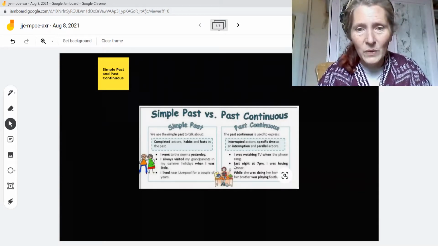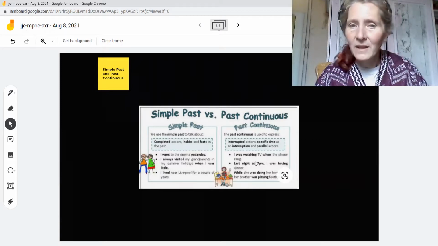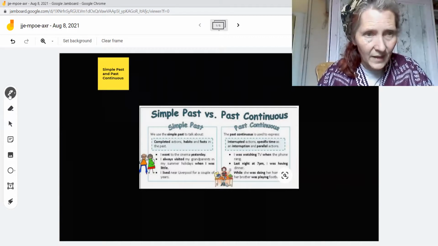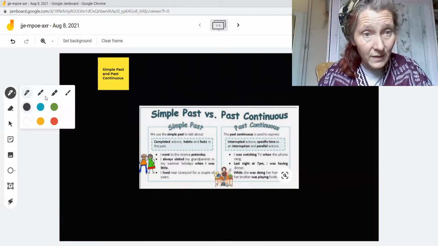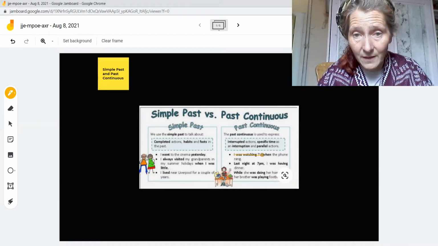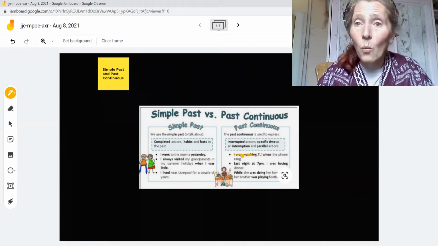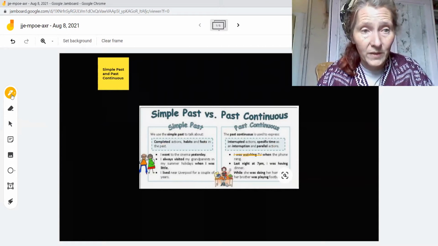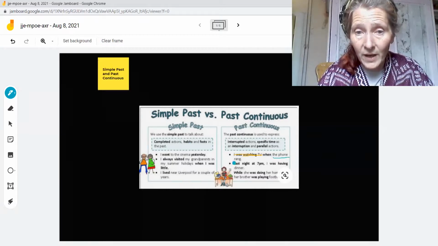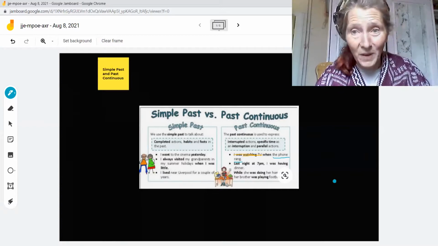All right, I was watching TV when the phone rang. So the first part of that sentence is in the past continuous. The second part of that sentence, if you notice, is in the simple past, and that is a very, very common construction. So, I was watching TV, highlighting that there, when, I'll put this in a different color, the phone rang. The first part, the ongoing action, is in the past continuous. The interrupting action is in the simple past.